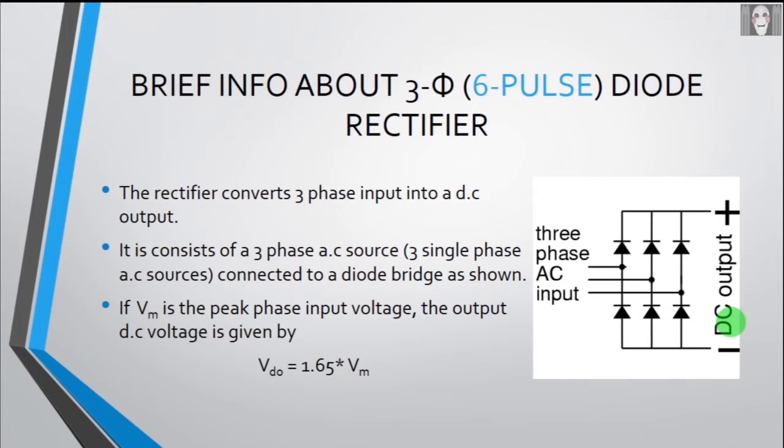A rectifier converts a 3-phase input into a DC output. It consists of a 3-phase AC source or 3 single phase AC sources connected to a diode bridge as shown in this figure. If Vm is the peak phase input voltage, the output DC voltage is given by VDO is equal to 1.65 times Vm.